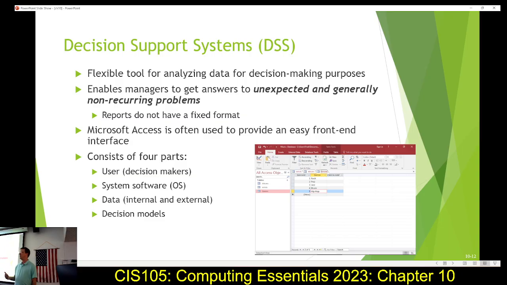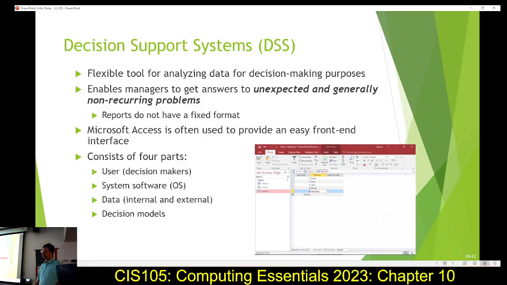So you will notice that it says on here as well, the reports do not have a fixed format. So whoever is using the decision support system determines what the report is going to end up looking like. What fields are going to be included, what data is going to be included, and I'll talk more about this in a couple weeks. Of course, you're all going to get to see Microsoft Access on Thursday, which is going to be another nice short session.